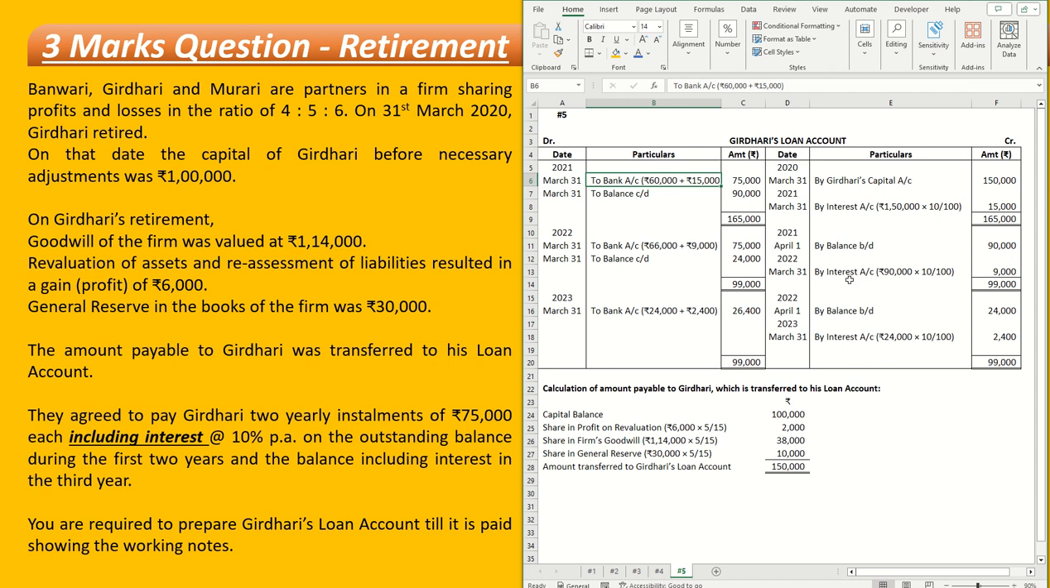So be very careful. Read the question: including interest at the rate of 10% per annum. Okay, so to bank account, the next year's interest is 9,000. We are again paying an installment of 75,000. That means we are paying the principal of 66,000 out of 90,000. Okay, the remaining is 24,000. So the third year is very straightforward. Balance brought down is 24,000. You calculate interest for the entire year on 24,000, which is 2,400, and you pay that off in the final year as 26,400, right? So this is the sum that I want to discuss.